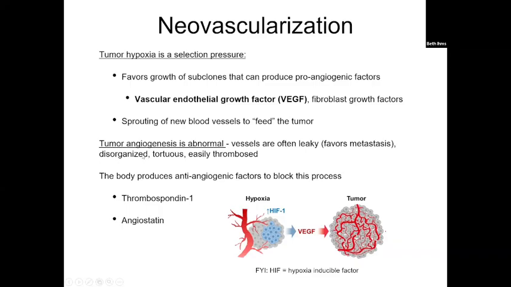Tumor vessels are also weird. They look funny, they're disorganized, they're tortuous, meaning they wind around a lot. Because of this, they're really predisposed to thrombosis.